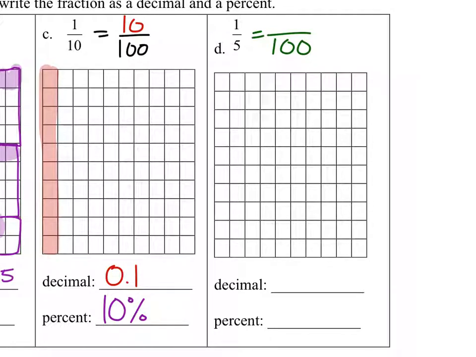So I got 100 times 1 divided by 5, 20. So I'm going to shade in 20 of these boxes. Well, each row is 10, so there's 10 right here. But I need 20, so I'm going to shade in these 10 as well.